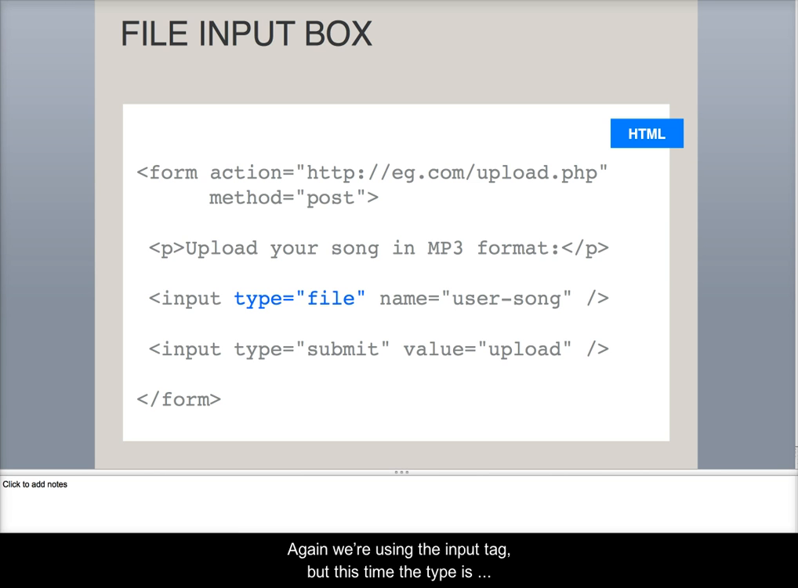Again, we're using the input tag, but this time the type is set to file. By default, the type of file will create the ability to upload files. So the type equals file is what sets the ability. Again, we want to set up a name for the server to use.